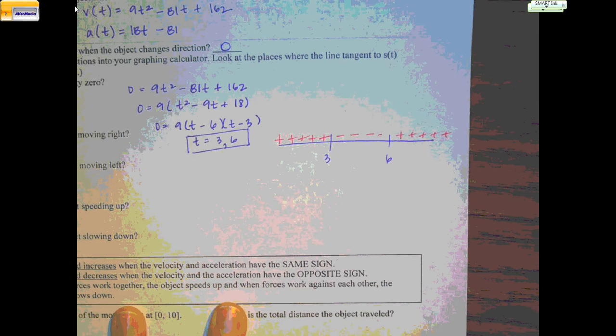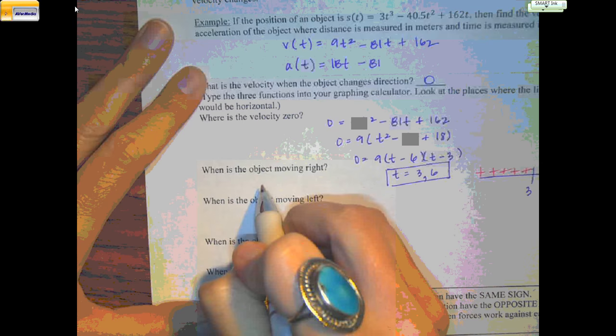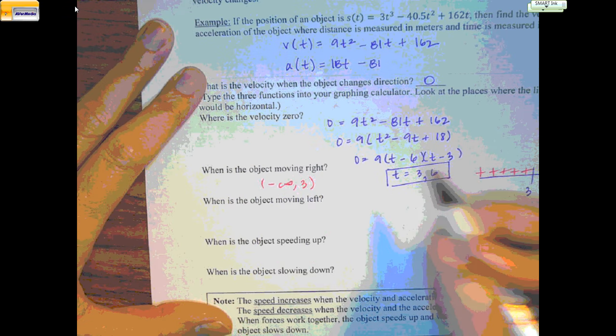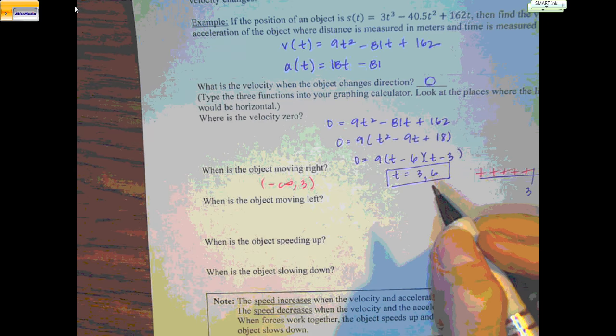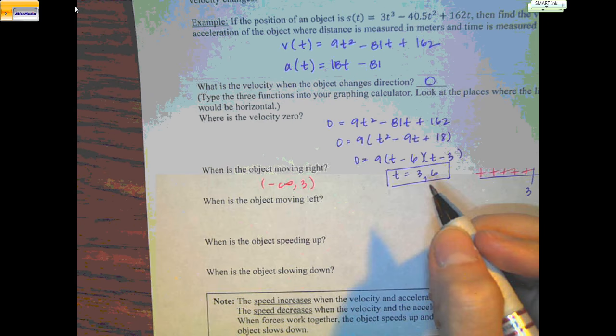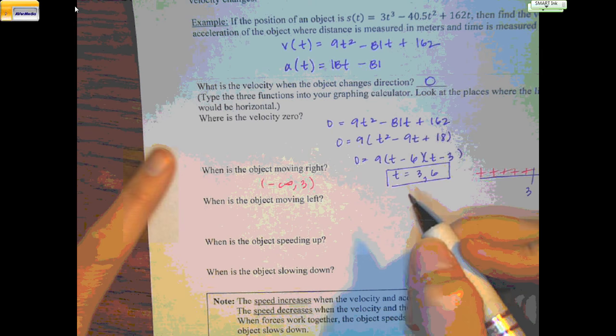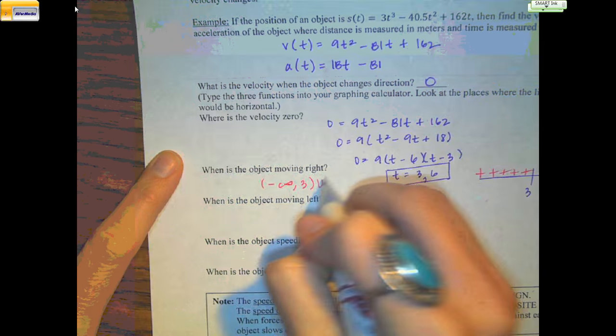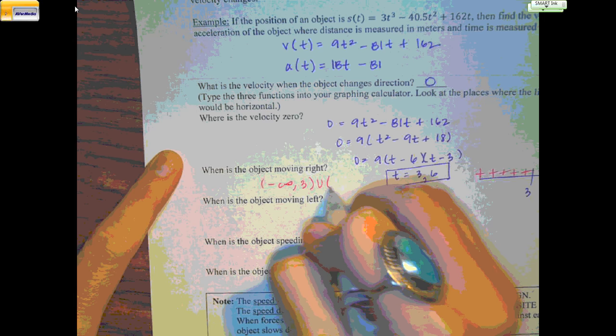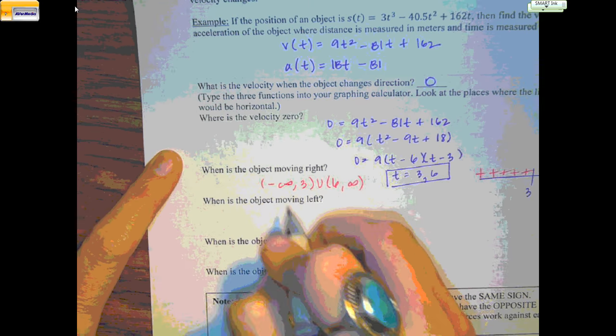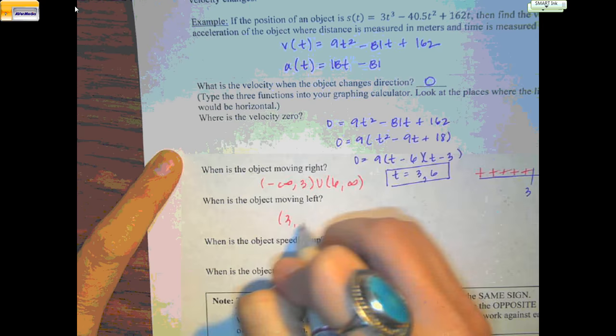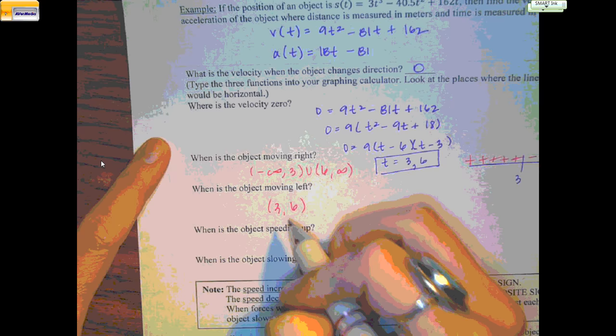So if it says, when is the object moving right, it's where you see the positives. So it's from negative infinity up until 3. Now, why do I put a parenthesis? Why don't I put a bracket on 3? Right, because it's changing. So right at 3, our velocity is 0, and it's switching directions. So it's not really moving right or left. And it moves right again starting at 6 seconds to infinity, and it moves left from 3 to 6 seconds. Whoops, sorry. Questions on how I got those answers?